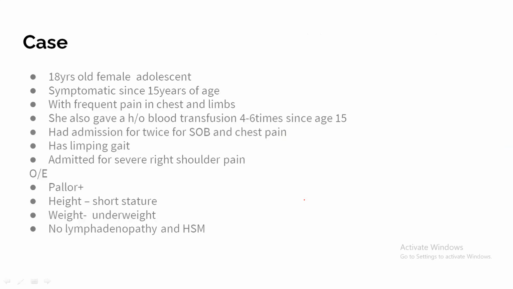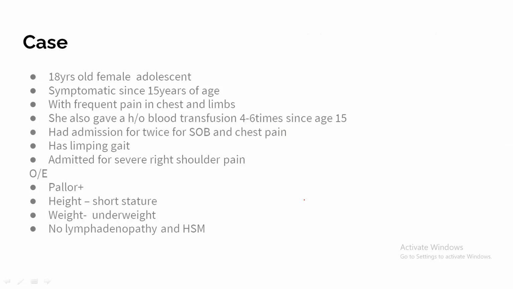And this is another patient, an 18 years old female adolescent, symptomatic since 15 years of age with frequent pain in the chest and limbs. She was actually requiring blood transfusion, so far 4 to 6 times. And she had admissions twice because of SOB and chest pain, had a limping gait, and was admitted several times for right shoulder pain.